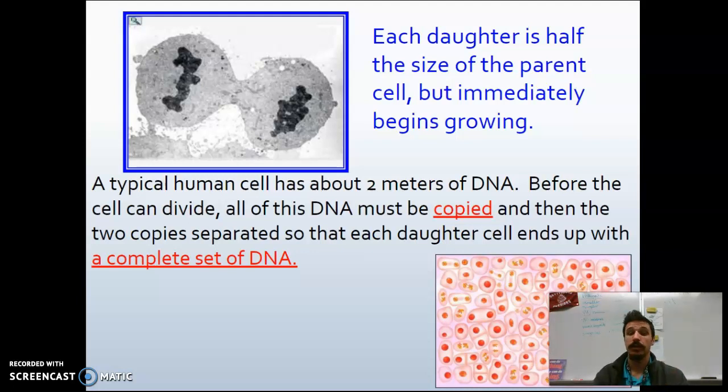Yep. So before cell division can occur, before one cell can become two cells, all of that DNA, all 6 feet of it, has to be copied, right? And there has to be 12 feet of DNA inside the cell because that new cell that's going to be made needs its own set of DNA, its own chromosomes.